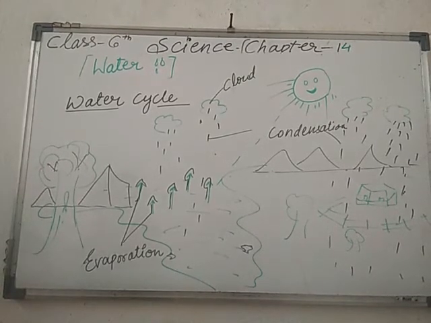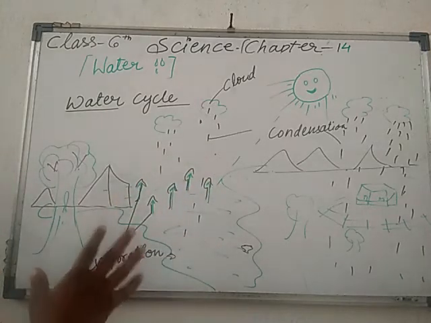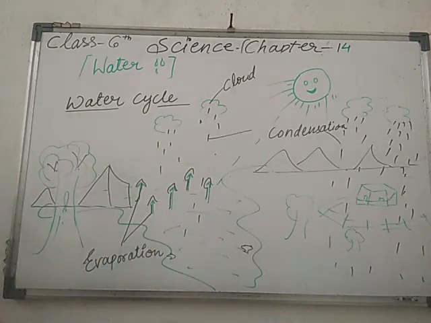Rain may lead to the rise of the water level also, as the water goes back to the ground, and from the ground level we get the water back with the help of taps in our houses. So these things are the water cycle.